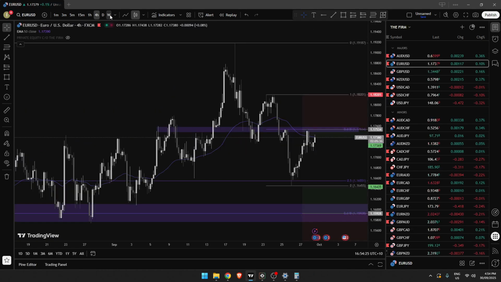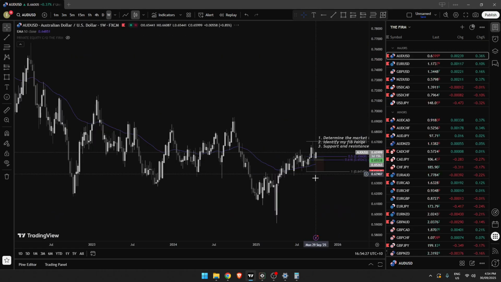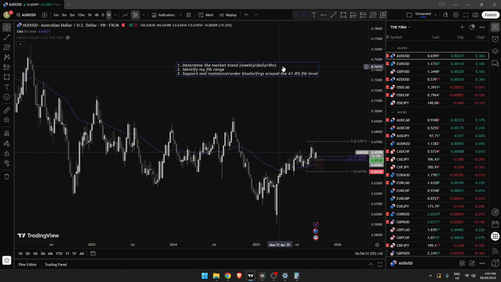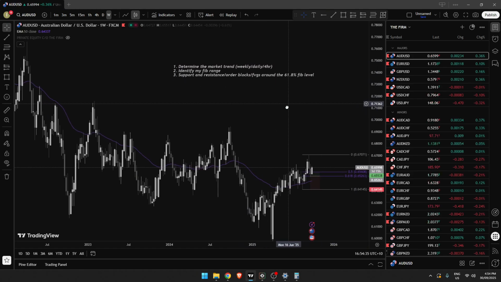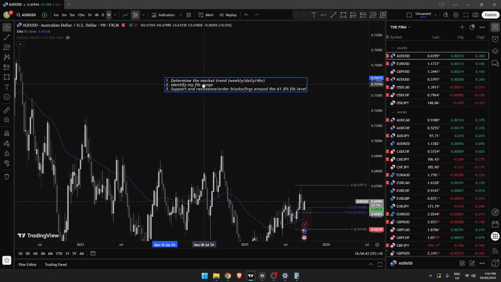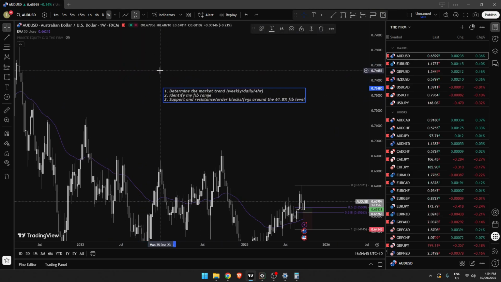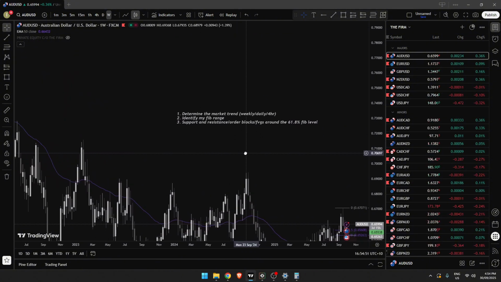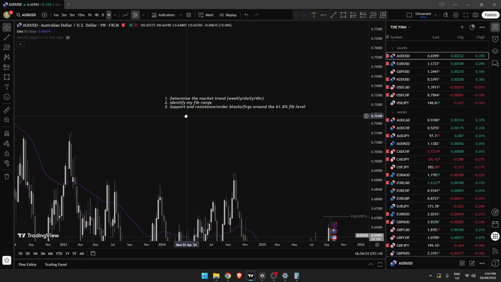So to summarize, I'll get the checklist back up on the screen. Determine the market trend using extreme swing points of the market on the weekly, daily, and 4-hour. I find anything lower, it doesn't hold the strength and significance, and it gets a lot more choppy and confusing. If you stick to these higher time frames, your market trend will be spot on and a lot less confusing.